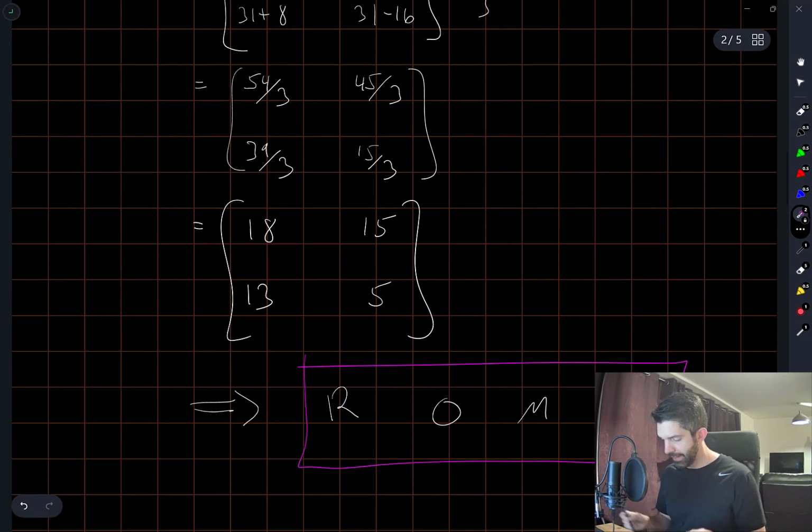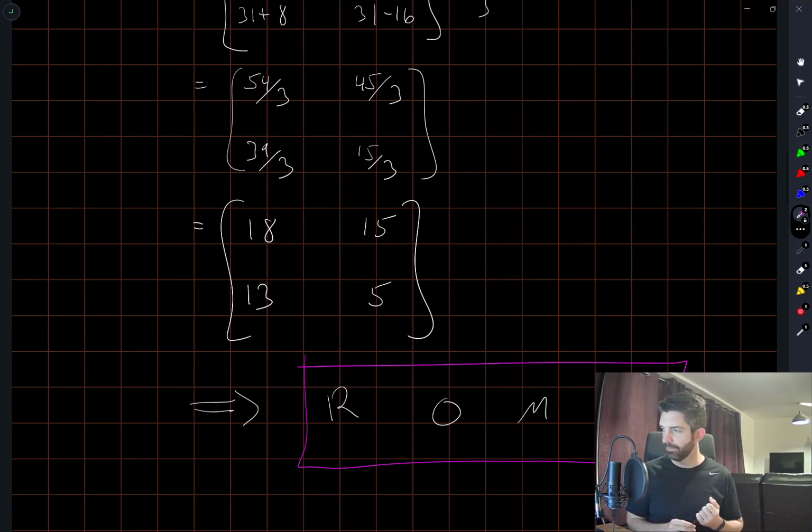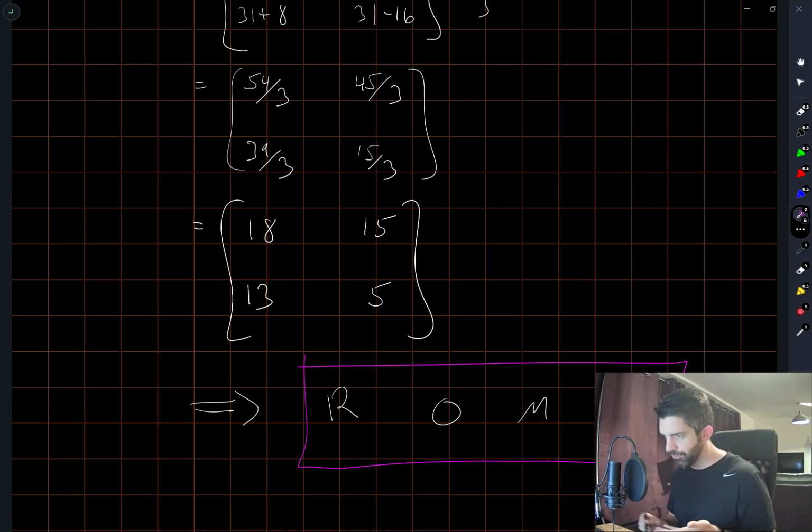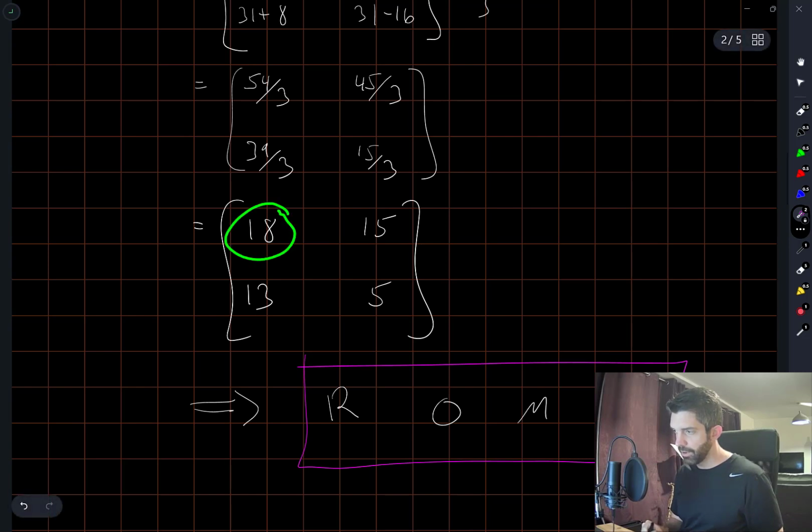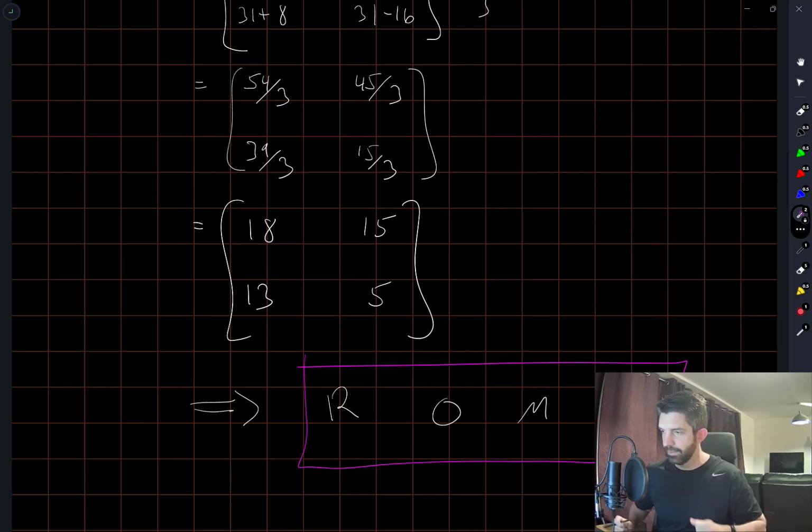And if you have the map from numbers to letters of the alphabet, if you know it really well, or even just, I mean, I don't, but I deduced it from the given letters. 18 clearly corresponds to an R, not a C. And 15 and 13 are close enough to the middle of the alphabet that O and M became obvious.